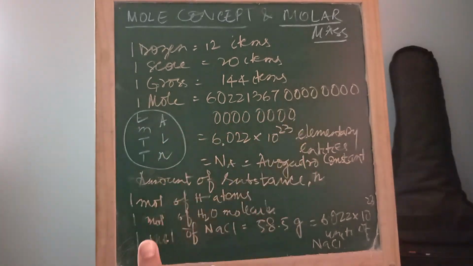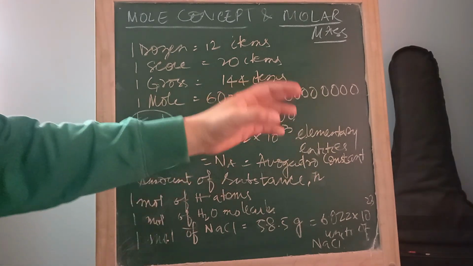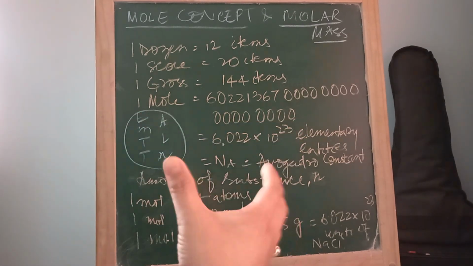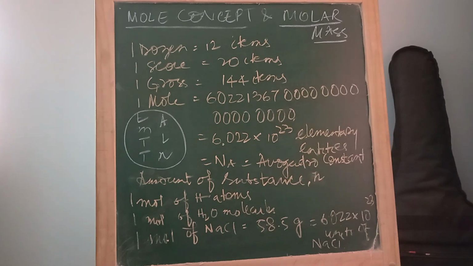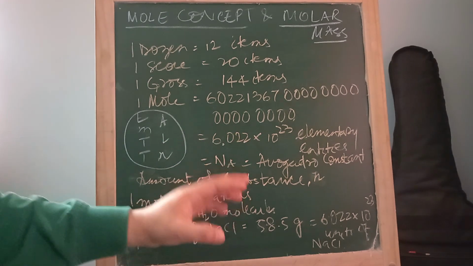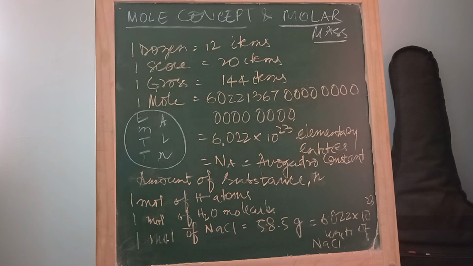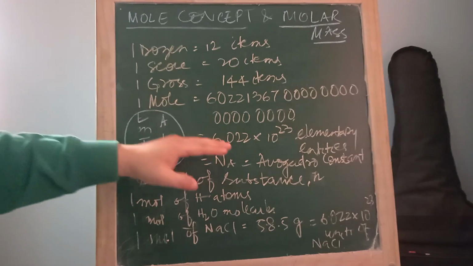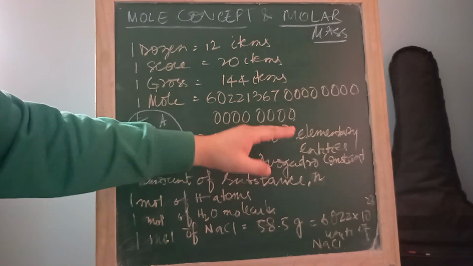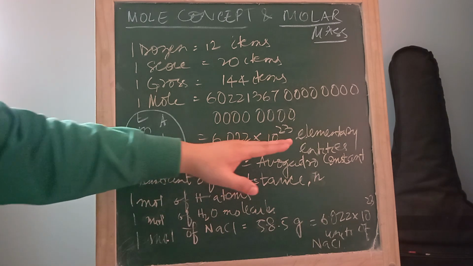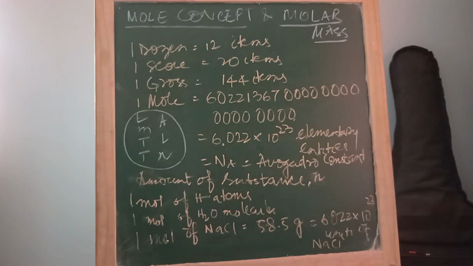60221367000000000000 items or elementary entities. In scientific notation, it is written as 6.022 into 10 to the power 23 elementary entities, which may be atoms, molecules, particles, or ions, and it is denoted by the symbol Na and known as the Avogadro constant. That means 1 dozen is 12, one score is 20, one gross is 144, and one mole is 6.022 into 10 to the power 23 entities or particles.